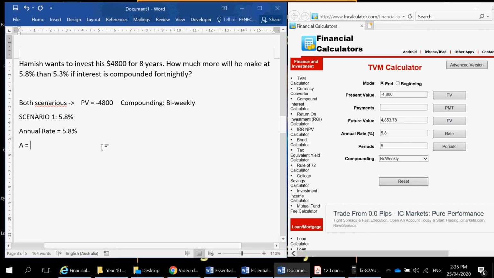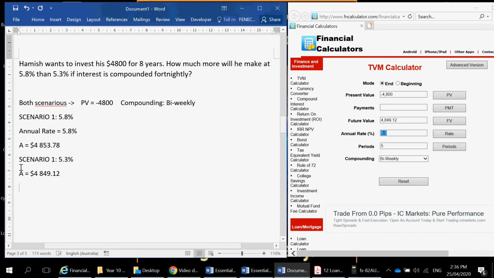At the end, it's worth $4,853.78. The second scenario that we're comparing it to is when the interest is 5.3. So all I need to do is change that annual rate to 5.3 instead of 5.8, and click FV again. And it gives me our final amount he will have is $4,849.12.